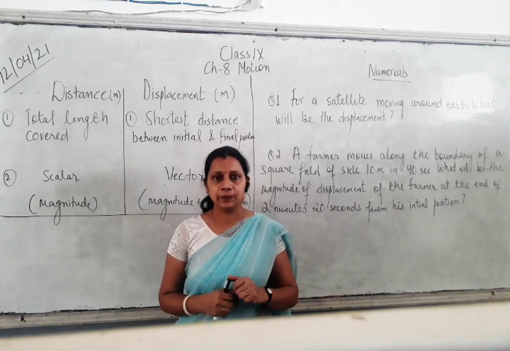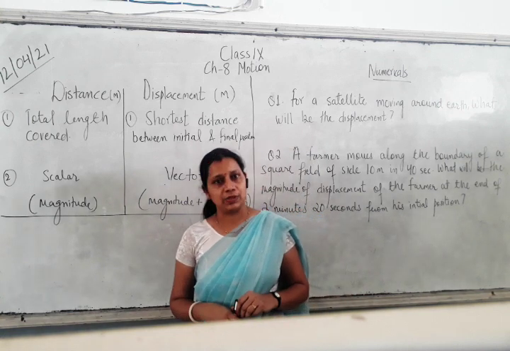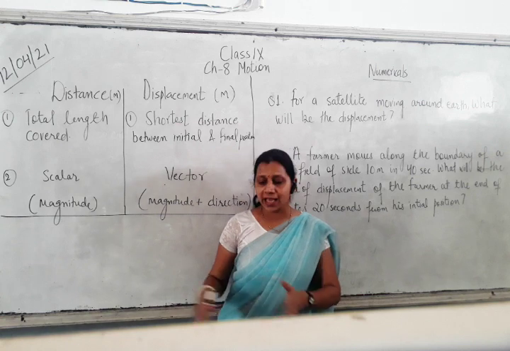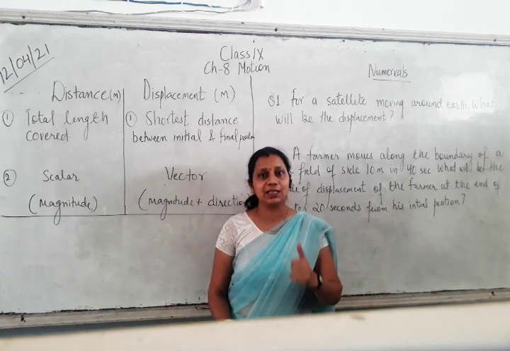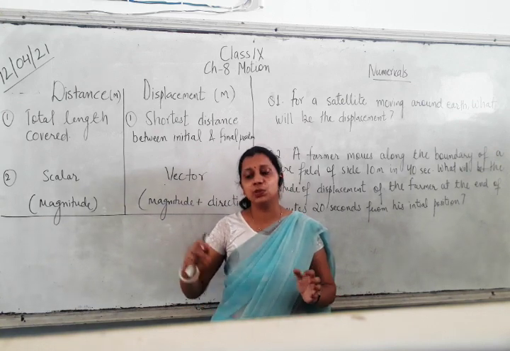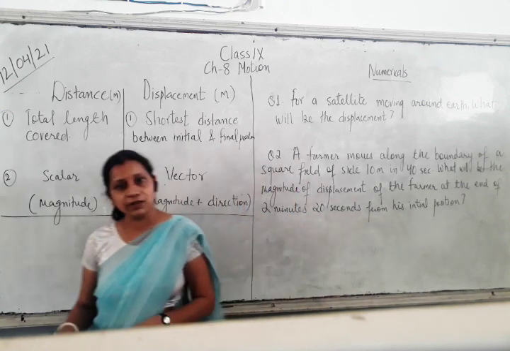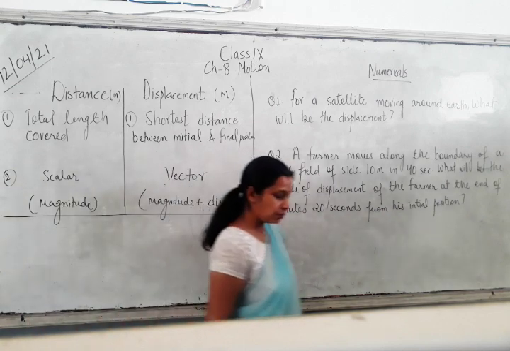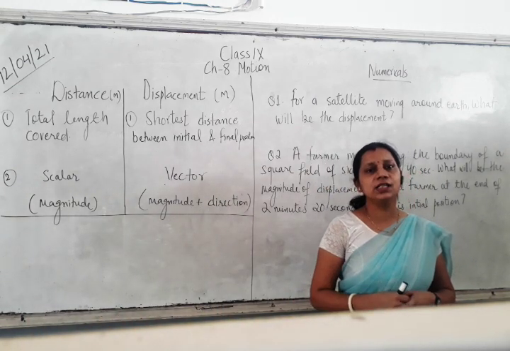So let's start. What is the difference between distance and displacement? As I explained in the earlier video, distance is the total path length covered by an object, whereas displacement is the shortest distance, or the length between the initial and final position. Let's say I'm starting from this point, which is the origin, and I reach this point, which is 2 meter. So the distance covered is 2 meter.